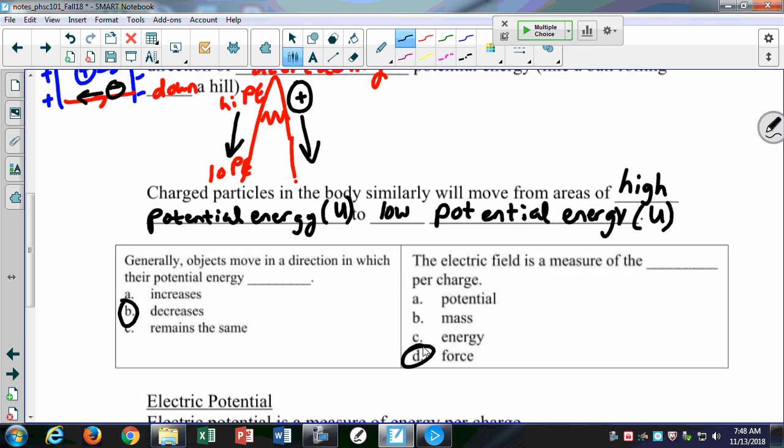All righty? Make sure you review those big ideas. They'll be on the test for certain. But you'll need to understand forces, fields, potential, and potential energy. Yes? Understand? You need to know those big ideas. They're important ideas.